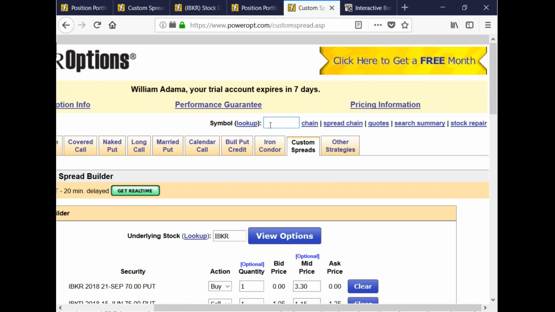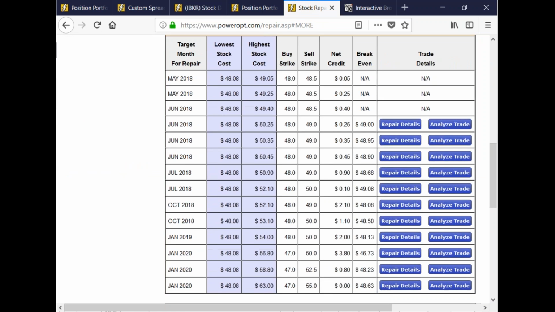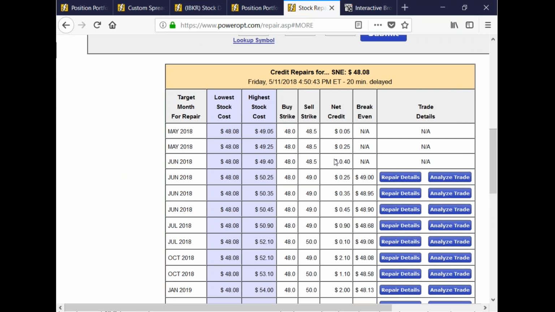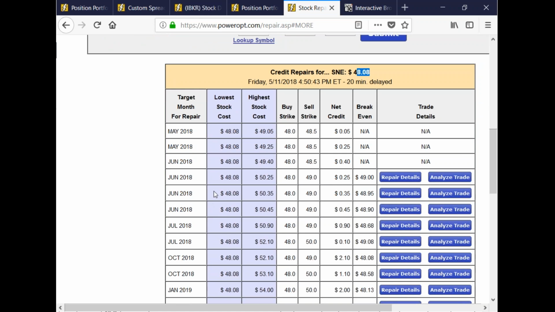Okay, so for example, on SNE, let's say I originally bought 100 shares of stock at 50.25. The stock's at about 48.17 or so. What this tool does is it tries to build a ratio repair where I'm going to sell 2 calls and buy 1 and try to receive a credit. Even with my cost of 50.25, the stock's at 48.08, lost a little bit there. I see a repair for June where I might be able to buy a 48 call, sell 2 49s, and my break even is lowered to 48.95.